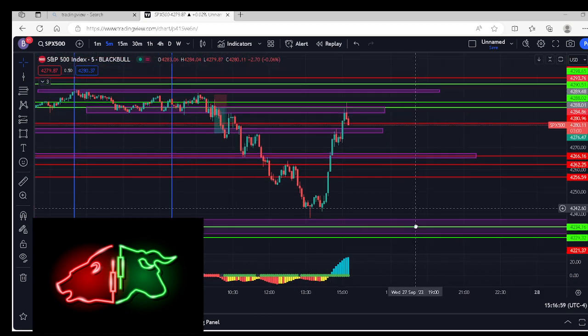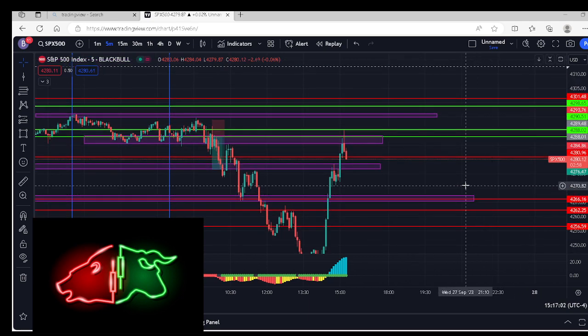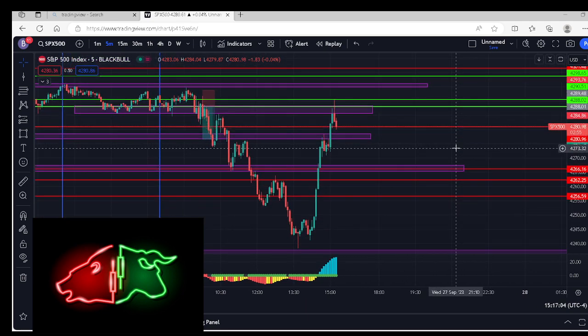Now, I do leave these levels on till the end of the day. So tomorrow, I'm done trading. I don't trade at night. But we do have night traders.